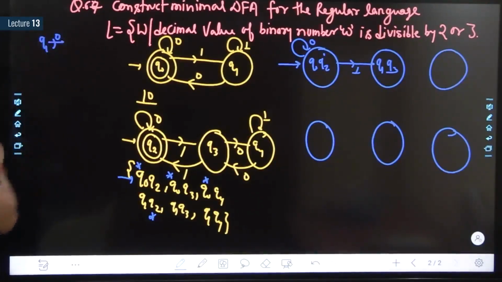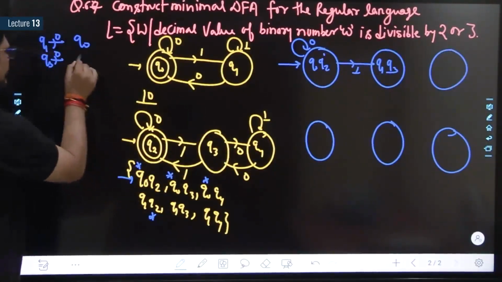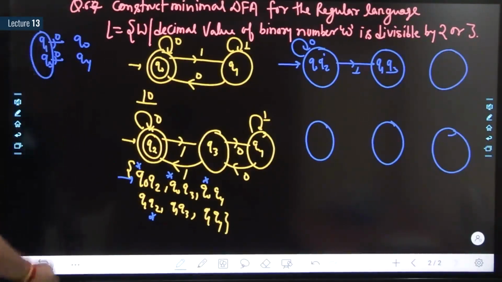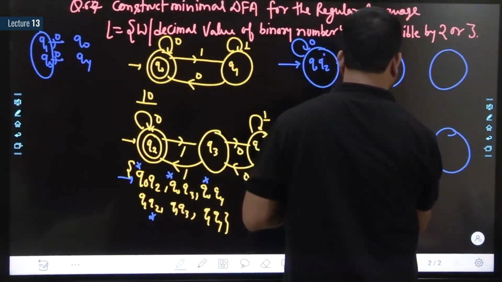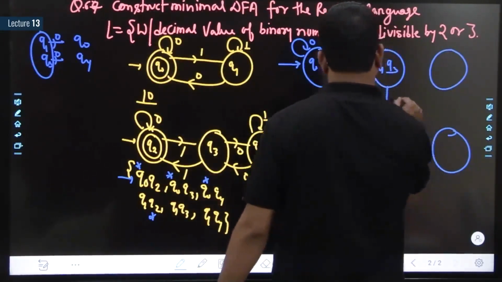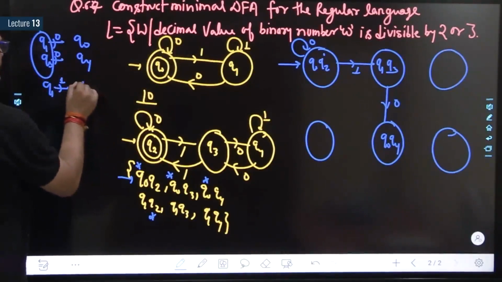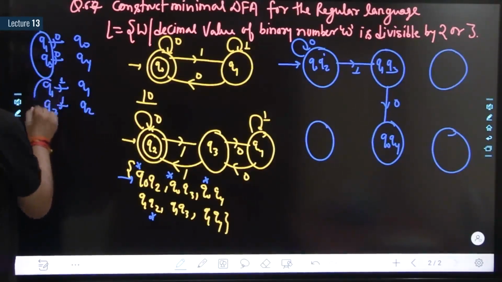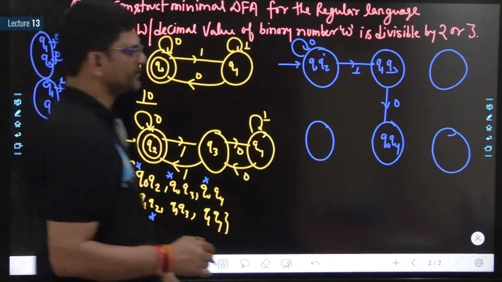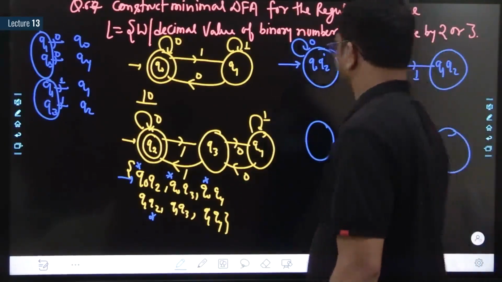Now check Q1Q3 on 0. Q1 on 0 is Q0. Q3 on 0 is Q4. It means Q1Q3 on 0 goes to Q0Q4. Suppose this is Q0Q4. Okay. What about 1? Q1 on 1 is Q1. Q3 on 1 is Q2. So Q1Q3 on 1 goes to Q1Q2. Suppose this one is Q1Q2. Okay. Clear?